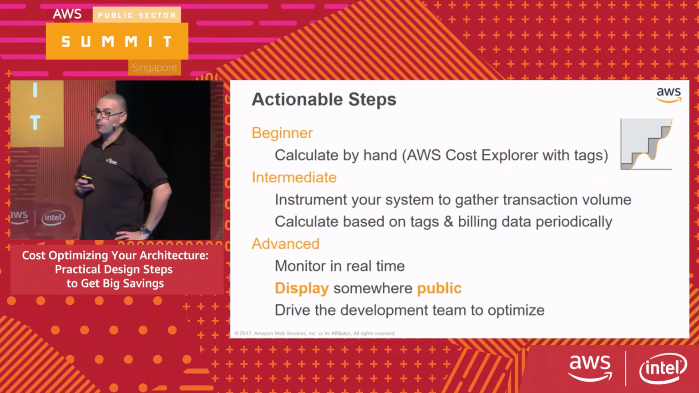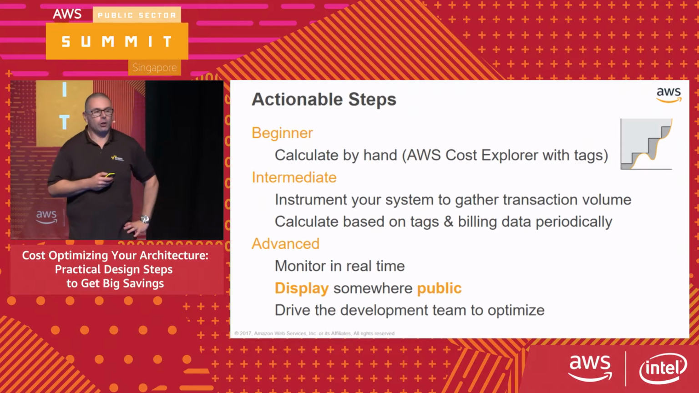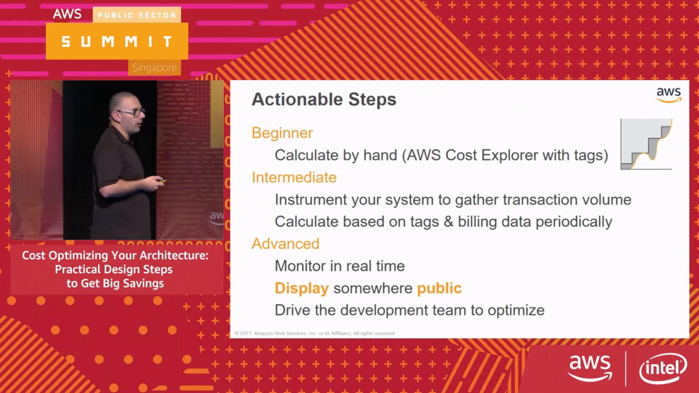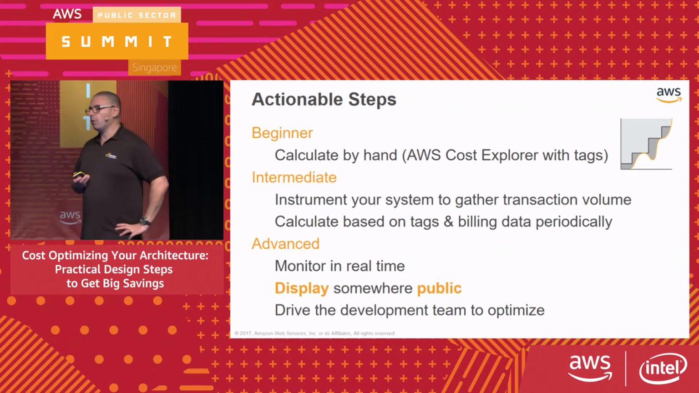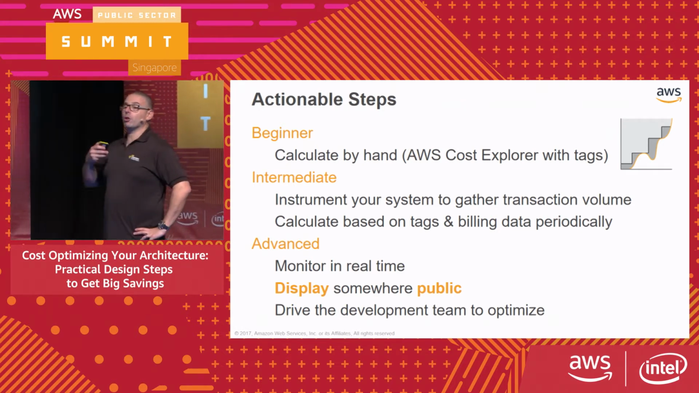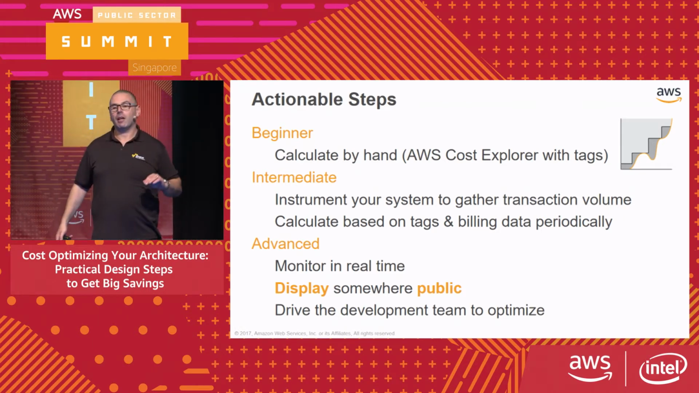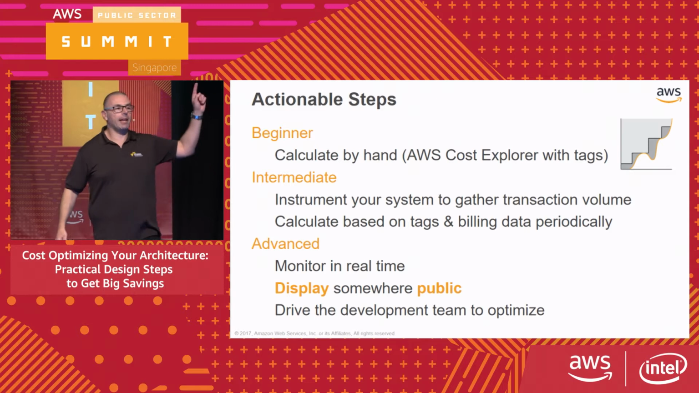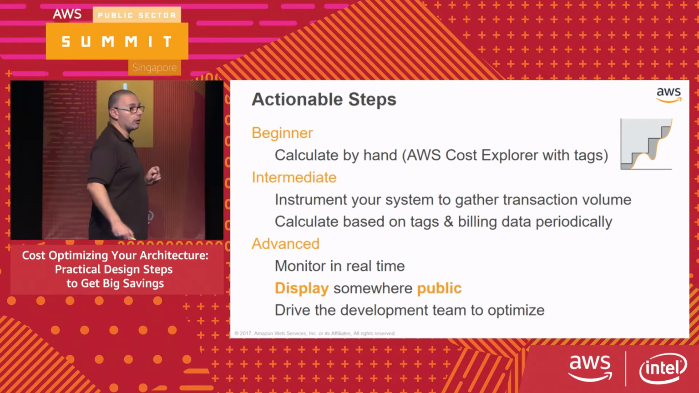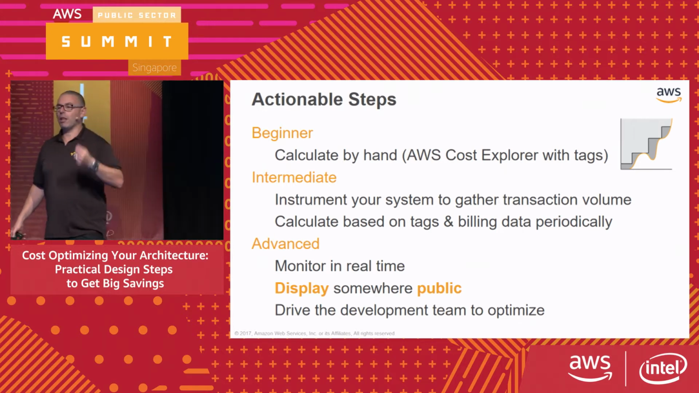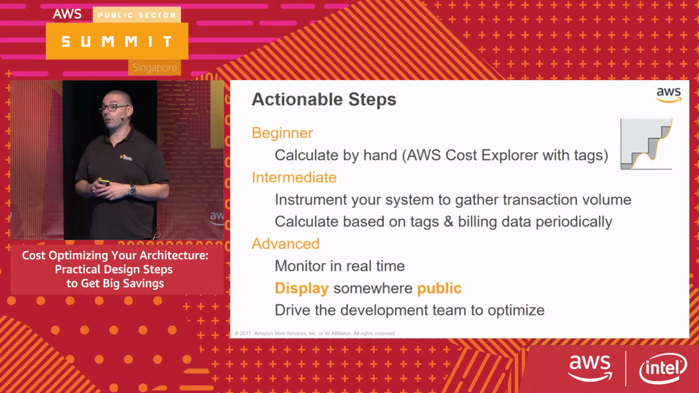So you can. So a few actionable steps. Firstly, the beginner level is simply figure it out by hand. You can use the AWS Cost Explorer and you can figure out what your average cost is divided by your number of transactions. If you want to be super advanced, you can monitor in real time, instrument your application and put it up on the wall somewhere and have your development teams tasked with make that number go down. There are many organizations that have that as a key metric, because it's cheaper to run things if you build them the right way. So let's talk about some of these optimizations that we can do.